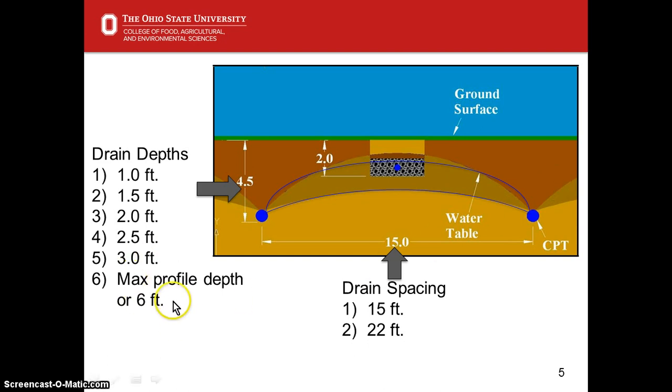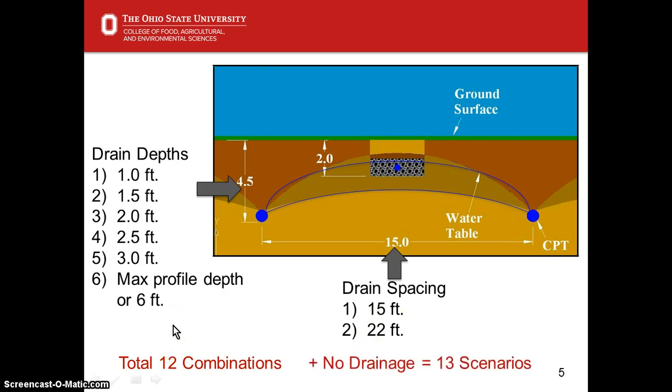And then we also considered the maximum profile depth of that particular soil, or 6 feet or about 200 centimeters, whichever was the minimum. So about 6 depths and 2 spacings make up 12 combinations of depth and spacing. We also simulated a no drainage scenario. So altogether we have 13 scenarios.